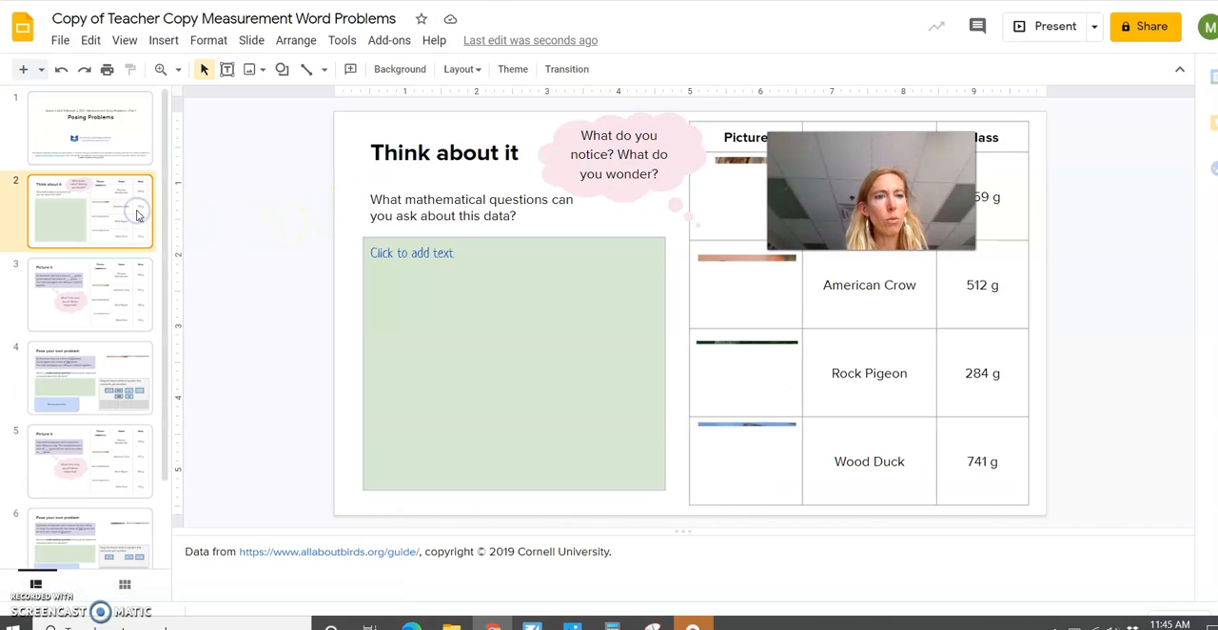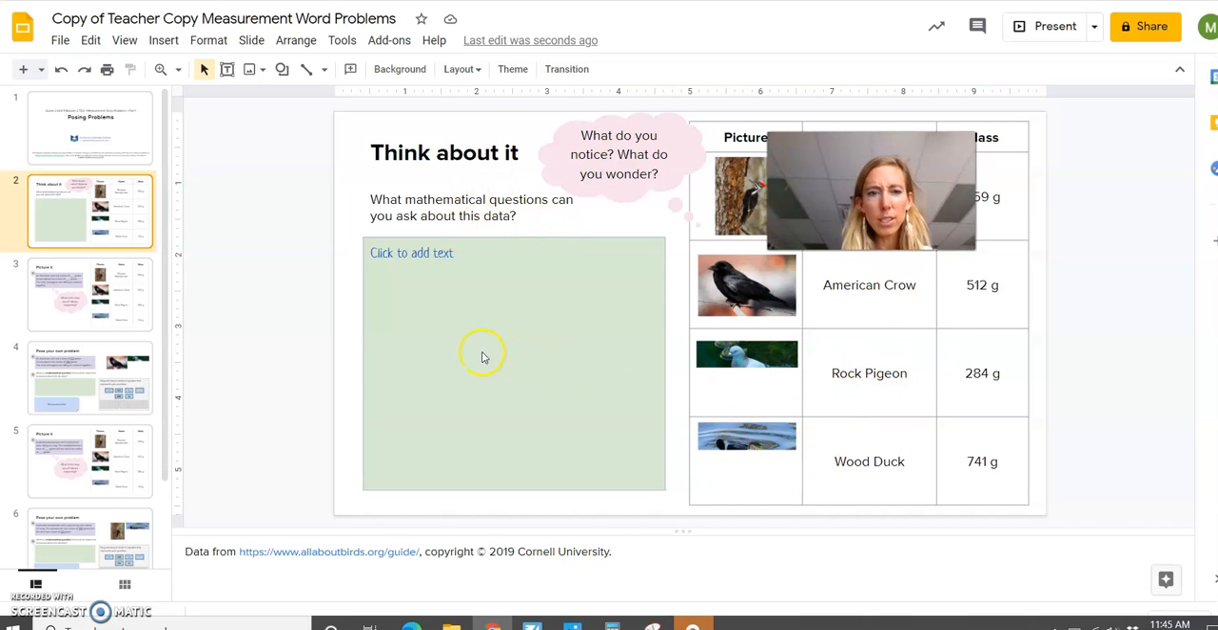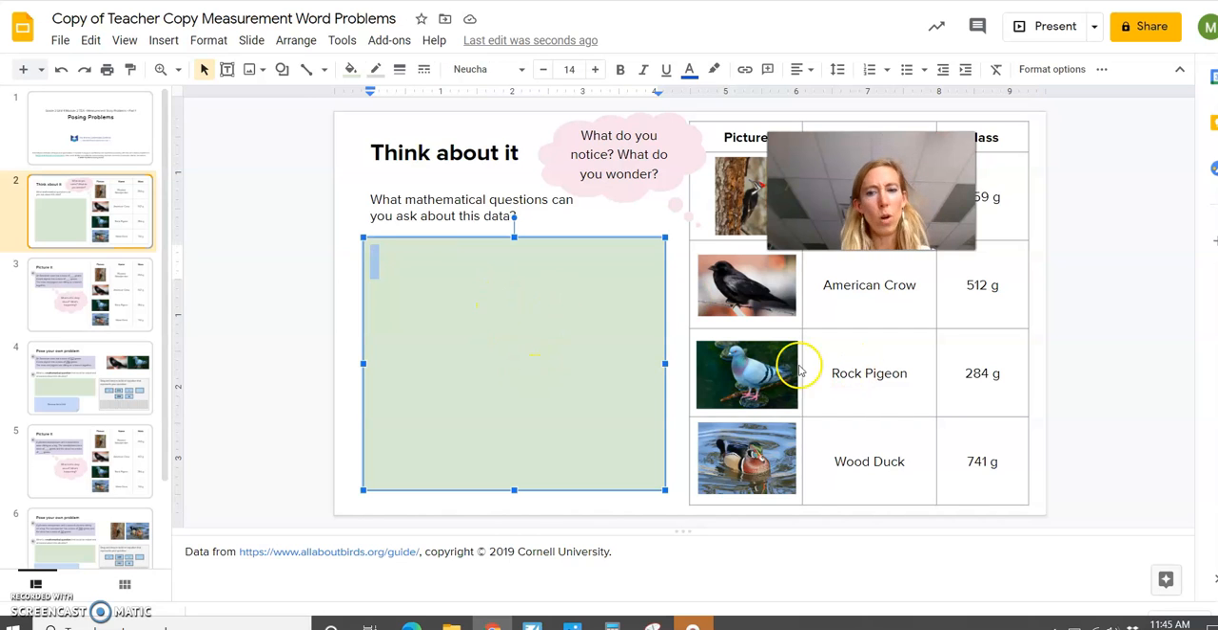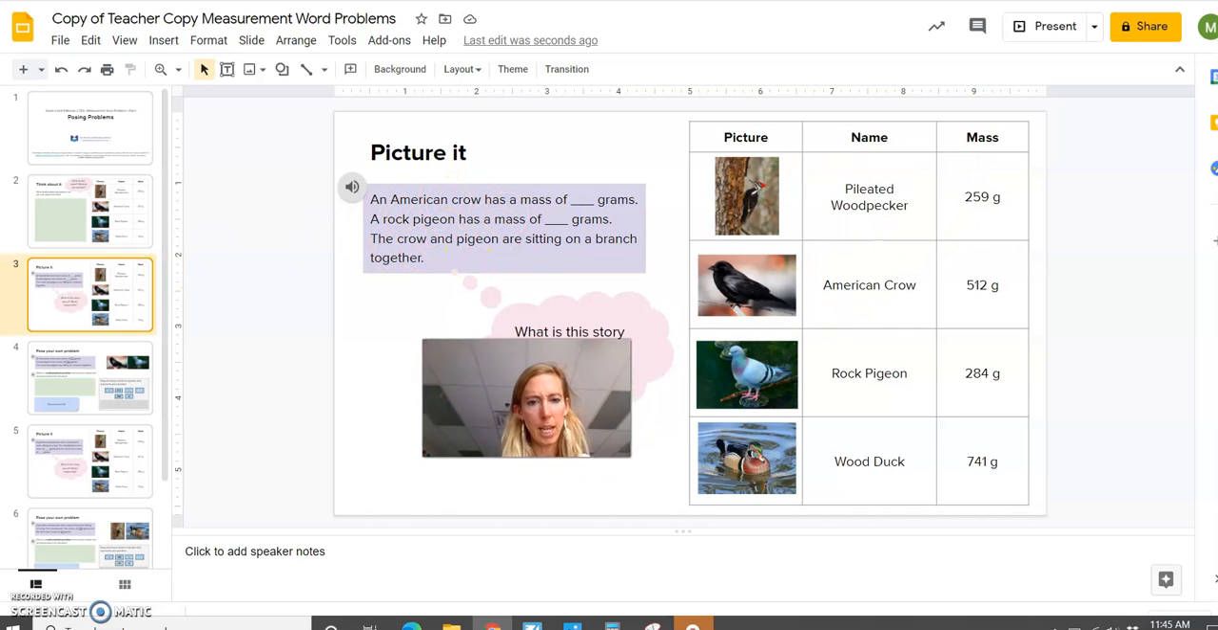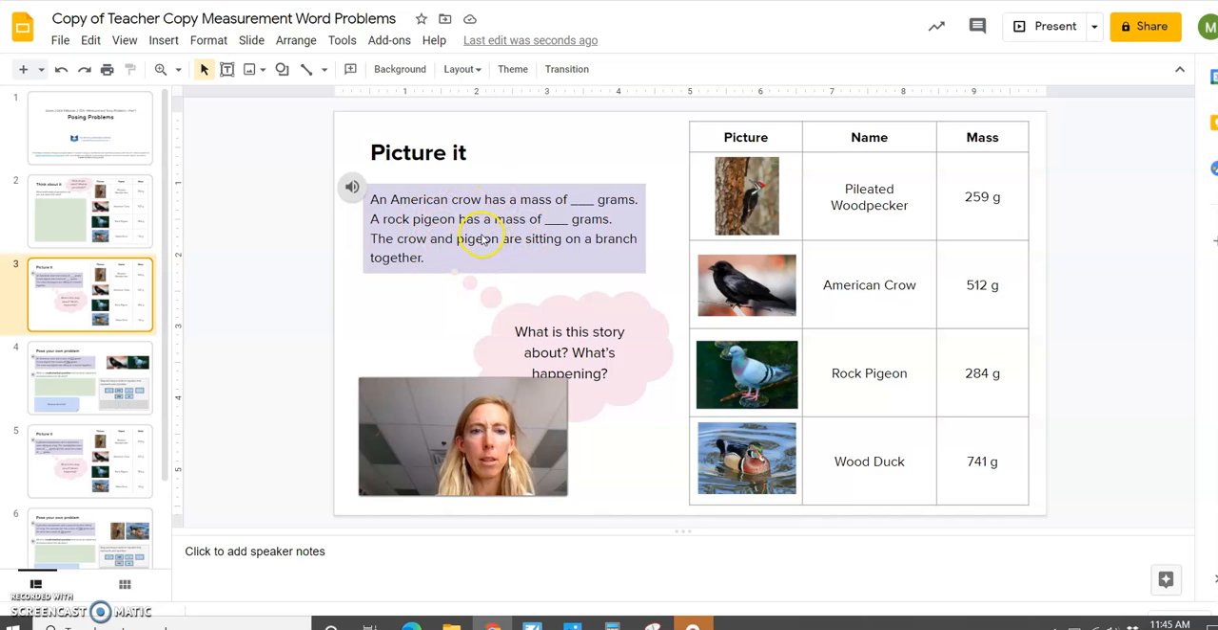So then I'd go through and say, all right, look at all this data of these birds. What kind of math questions could we ask, right? What do you notice? What do you wonder about these birds? And then we get into a problem. Okay, well, let's try and make a problem together. This is what I do when I make a math problem. I go, all right, I look at these birds.